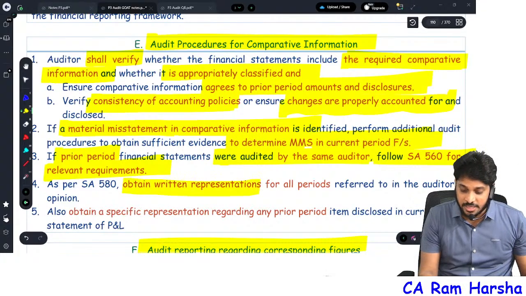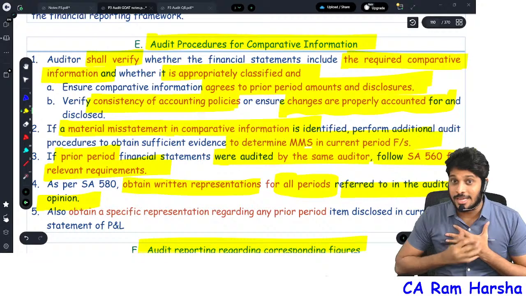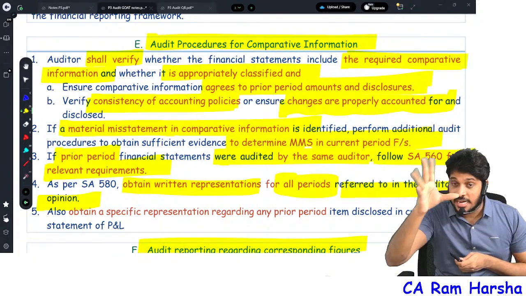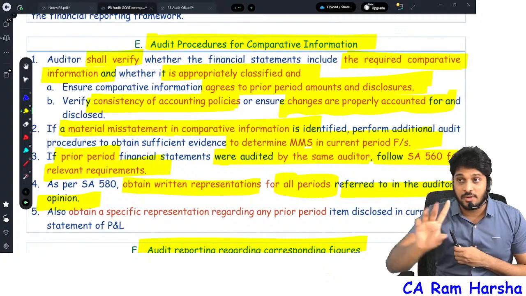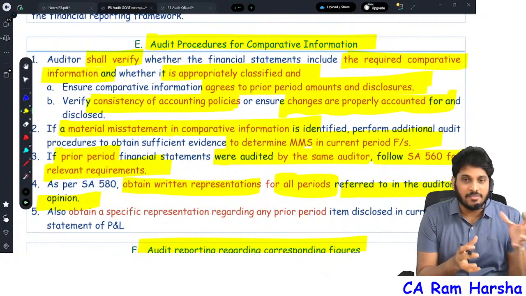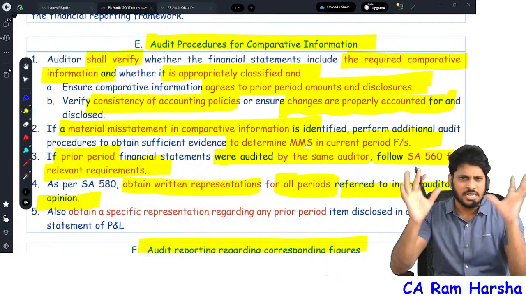Finally, get a written representation for every period referred to in the auditor's opinion. Generally, in a corresponding figures approach, the auditor's opinion will only cover the current period figure. The auditor's opinion will not talk about last year's figure. So if I'm giving an opinion on the current period figure, then I will get a representation that all the current period figures were correctly accounted and disclosed.